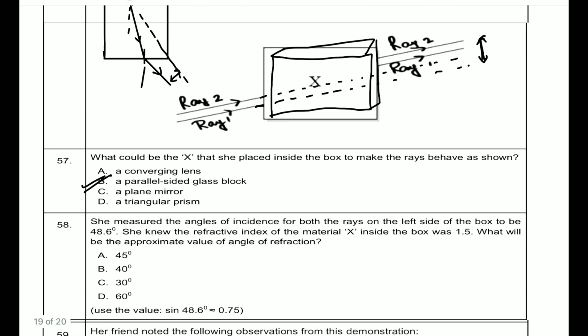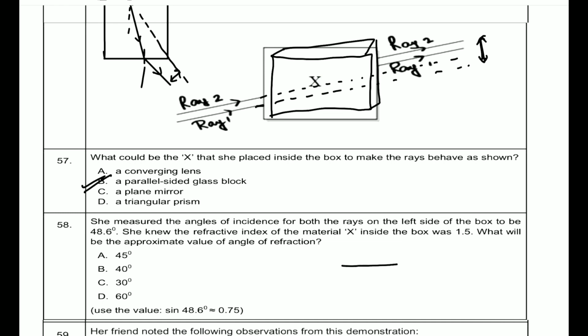Yes. Okay, next question. She measured the angle of incidence for both the rays on the left side of the box to be 48.6 degrees. She knew the refractive index of the material X, the refractive index of your glass slab inside the box, was 1.5. So the refractive index is given to you, 1.5. What will be the approximate value of the angle of refraction? So obviously the light ray is coming like this, and this is how you will make the normal, and it will be refracted, something like that, right? You have to apply Snell's law there.